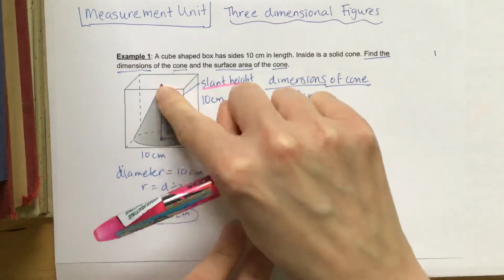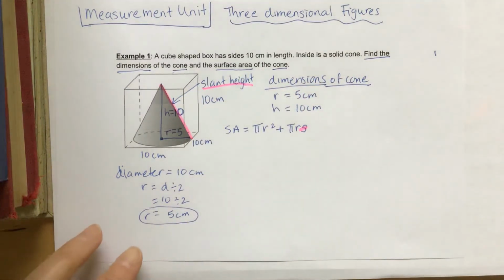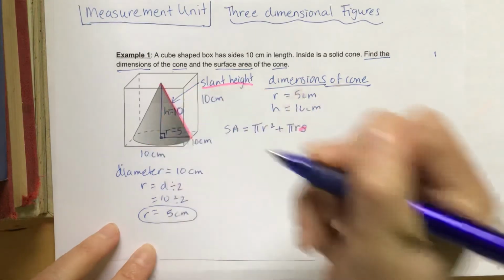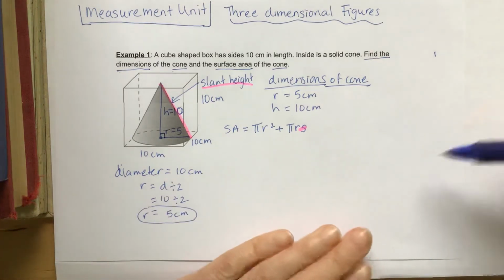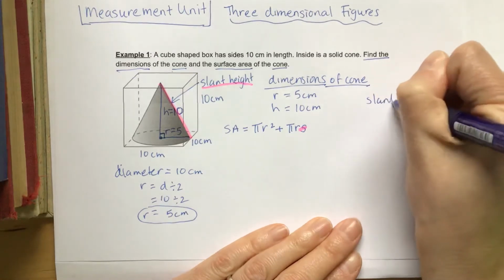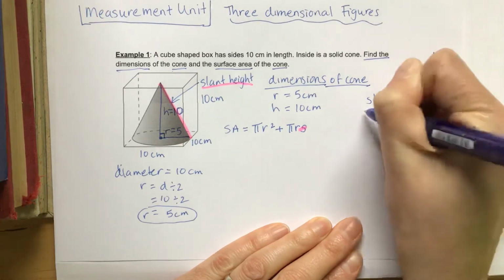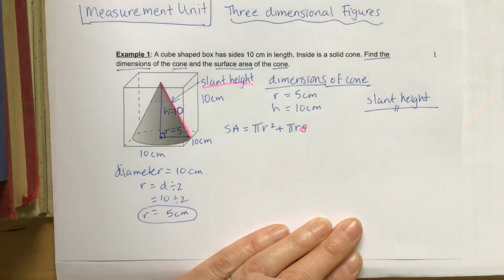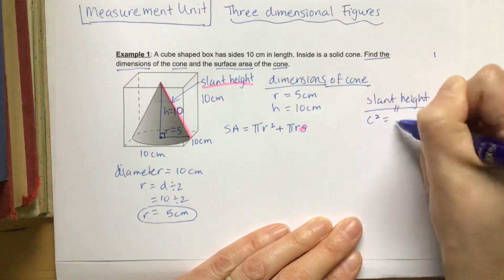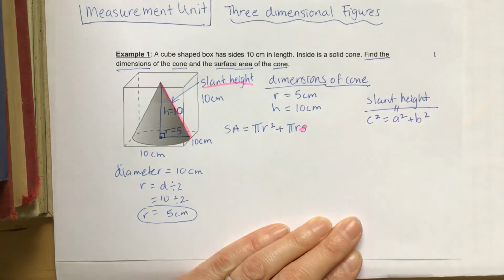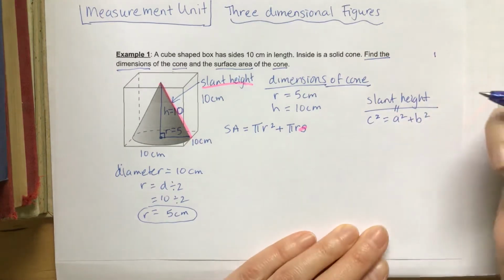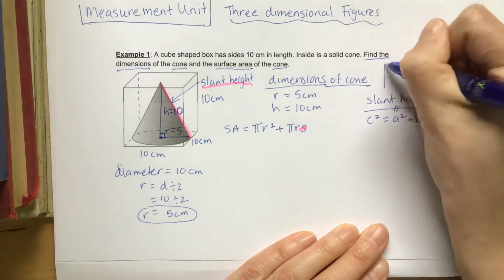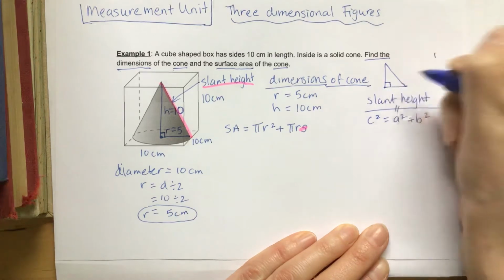And you'll notice that here we have a right triangle. Let's draw on that little 90-degree box down there. So we're going to need to calculate our slant height before we can calculate the surface area. So I'm going to do that at the side over here. To find the slant height, we need to use the Pythagorean Theorem, which is c squared is equal to a squared plus b squared. And I'm going to redraw our triangle over here. There we go. There's our triangle.